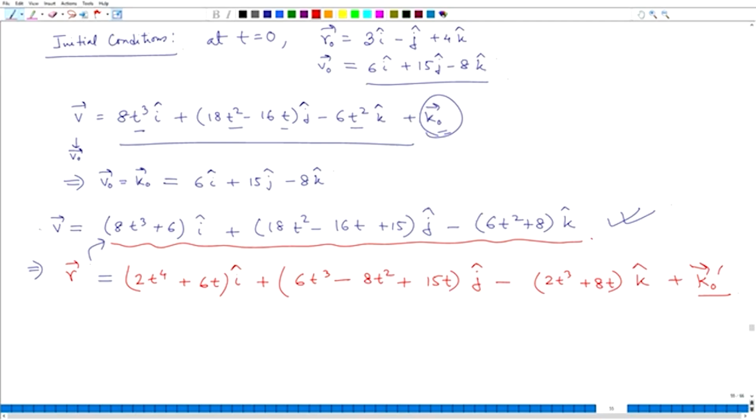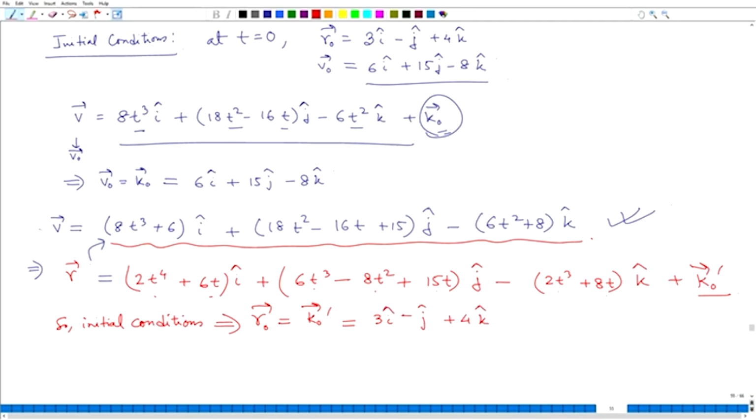Now, again at t equal to 0, all these terms do vanish, and that is why finally you have, so, initial conditions imply r₀ will be exactly equal to k₀′ and will be equal to 3î minus ĵ plus 4k̂. Okay.